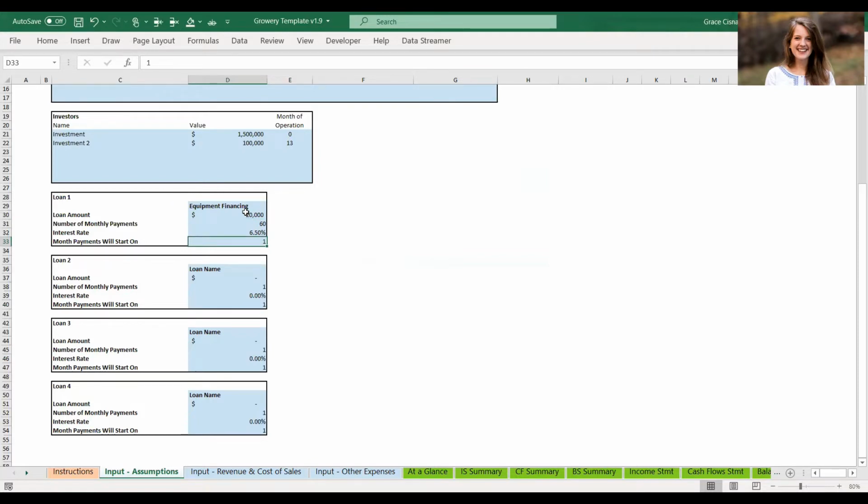So in this example, this $20,000 loan, the payments begin on month 1. That means that on the balance sheet, you'll see that cash coming in month 0. If payments begin on month 6, then we would see the cash coming out of the balance sheet in month 5.